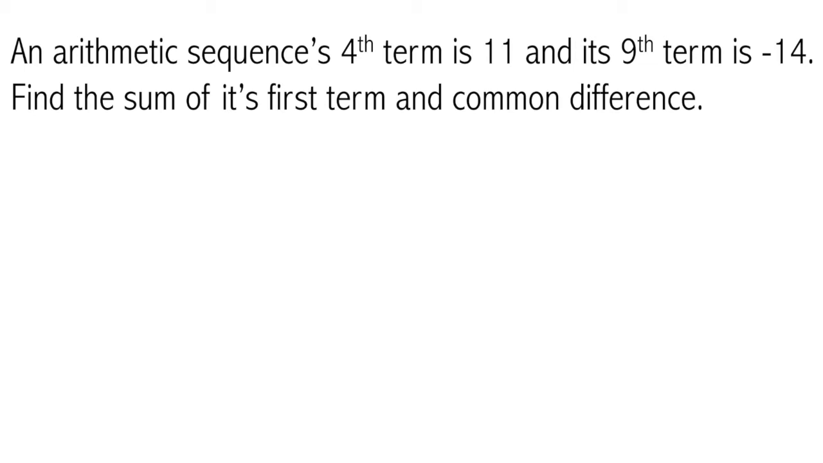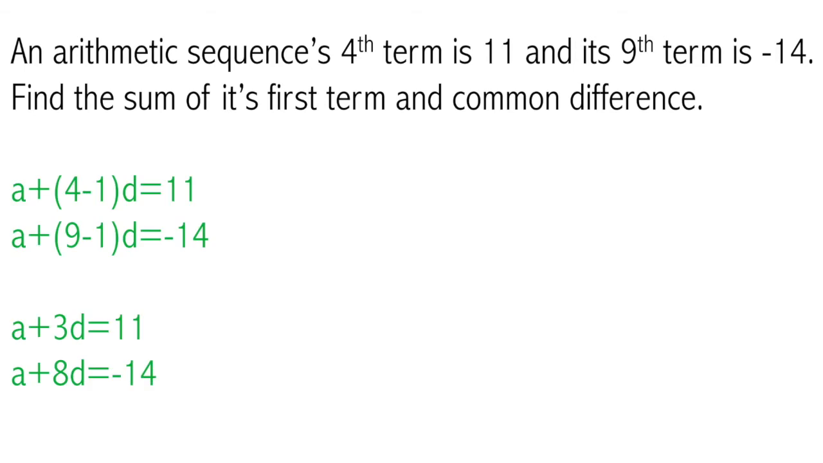Sometimes this is one of the more challenging questions you can get in the SAT. An arithmetic sequence's 4th term is 11 and 9th term is minus 14. Find the sum of the first term and the common difference. So the first thing you want to do is note that A plus 3D, which is the 4th term, is 11 and A plus 8D is minus 14.